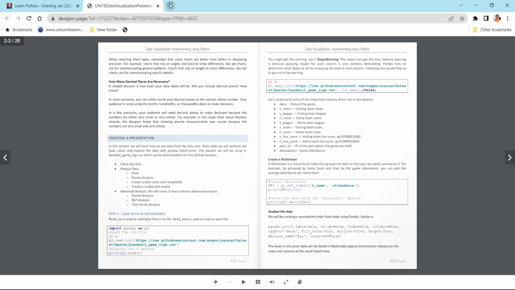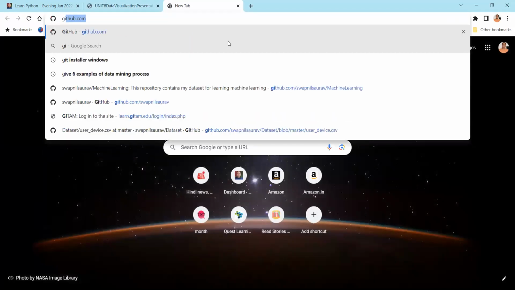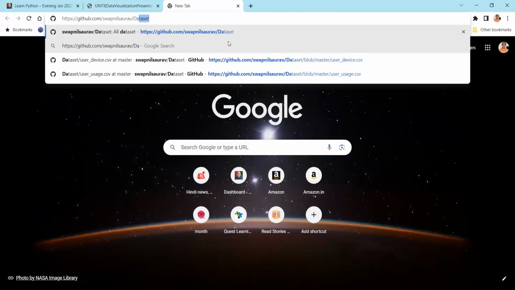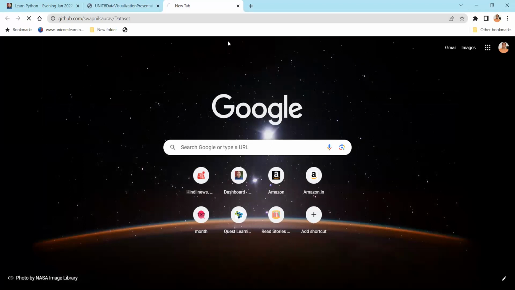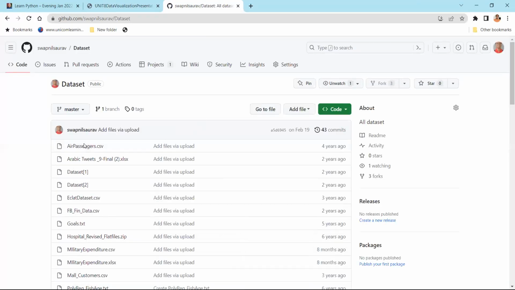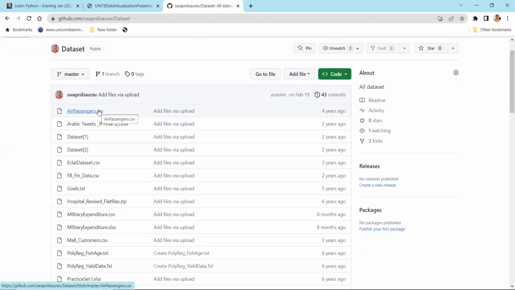So, I think I've shown you, right? If you go to GitHub, Swapnil Saurabh, you have a repository called dataset. Now this has most of the datasets that we're going to use. Like air passengers, we'll do later when we're dealing with time series analysis.